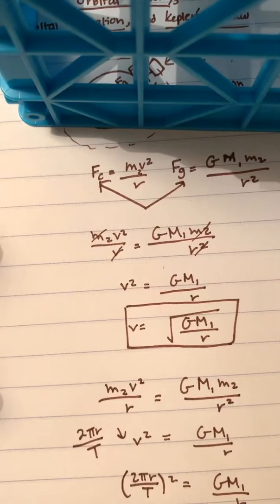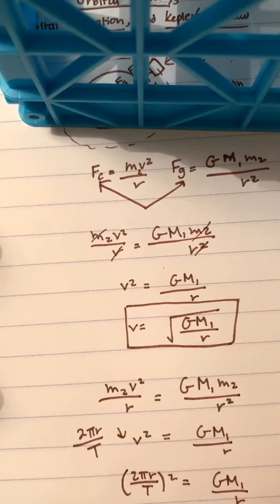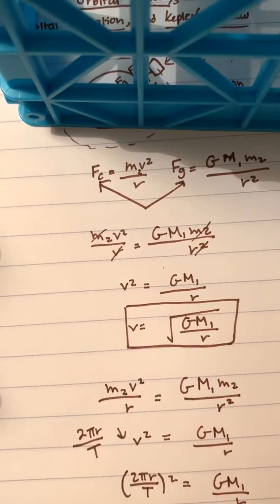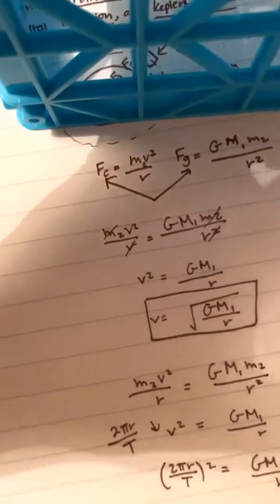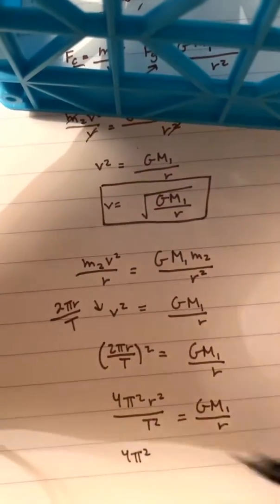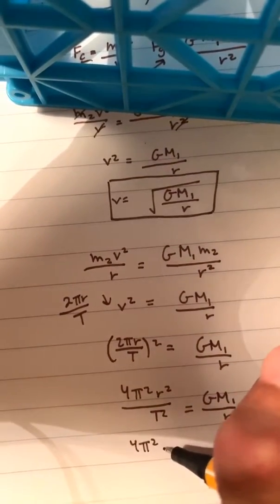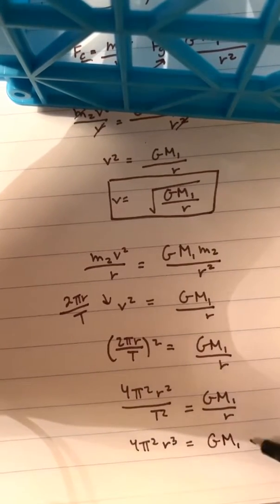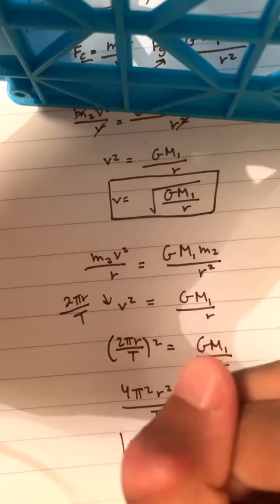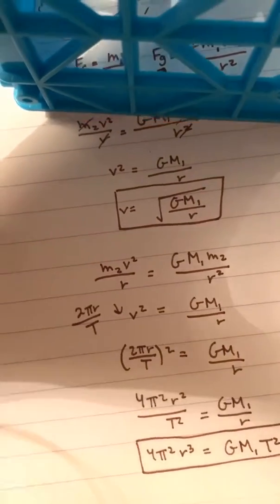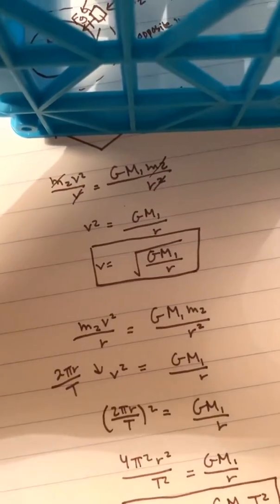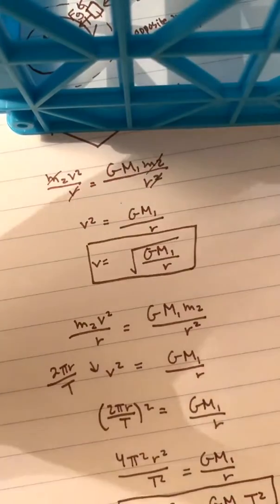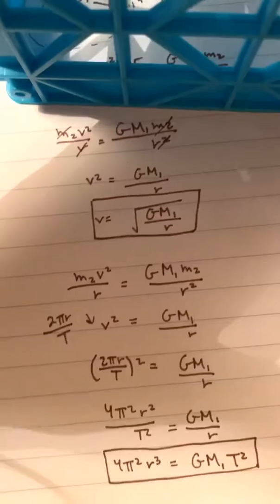And so we can just move some stuff around. And so when you move this over here and this over here, you get 4 pi squared r to the third equals g m1 t squared. So I would say this is the basic orbital equation that you need to know. And so how do we derive Kepler's law?